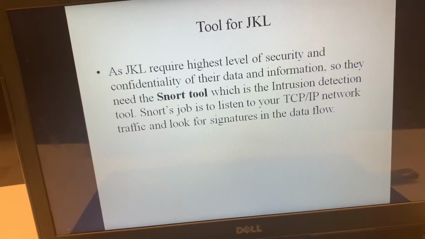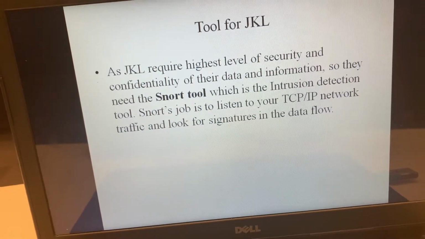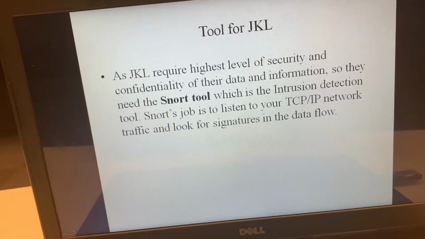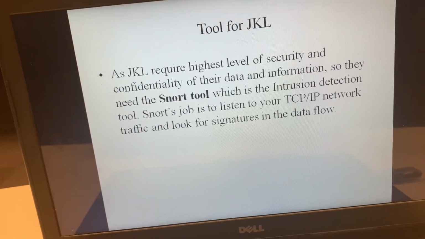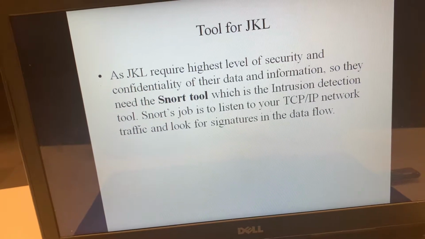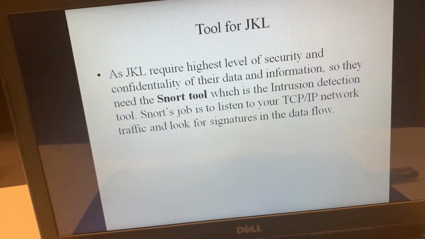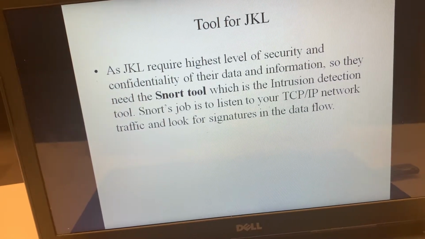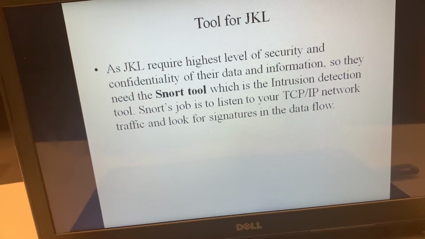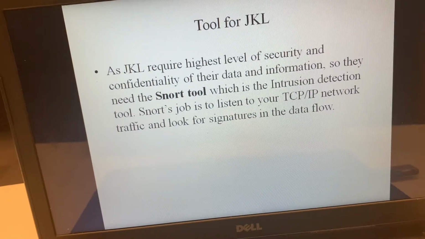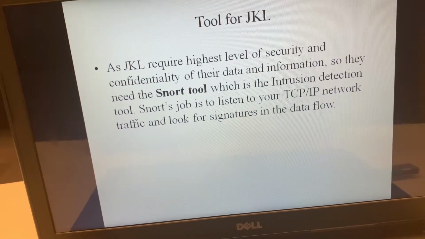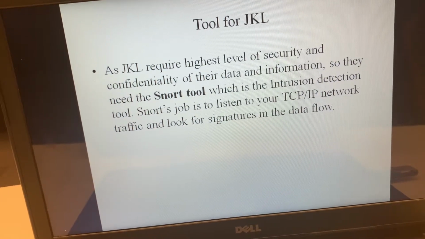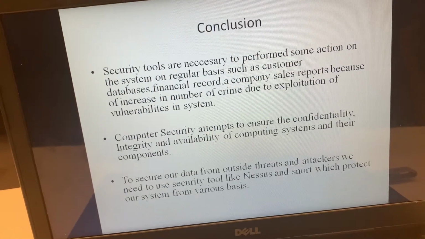Tools for JKL that they have to use: as JKL requires the highest level of security and confidentiality of its data and information, they need the Snort tool, which is an intrusion detection tool. Snort's job is to listen to your TCP/IP network traffic and look for signatures in the data flow. So according to me, for the JKL company, the Snort tool is very beneficial.